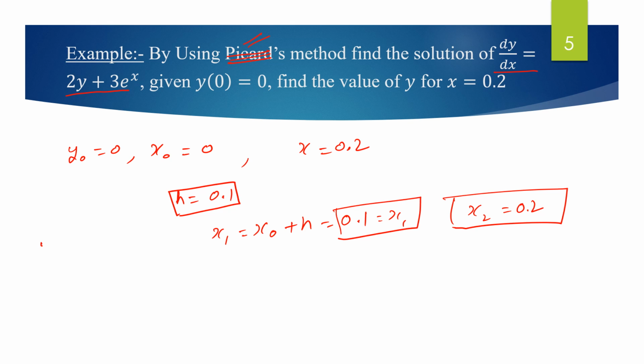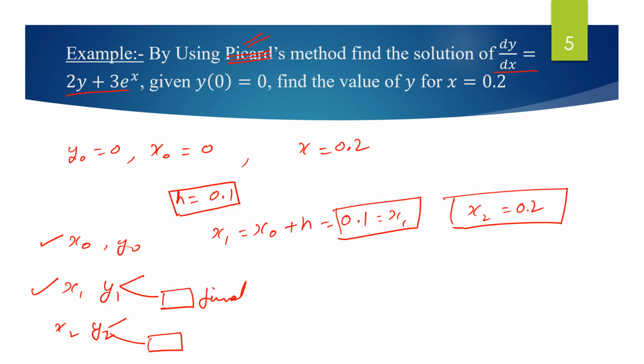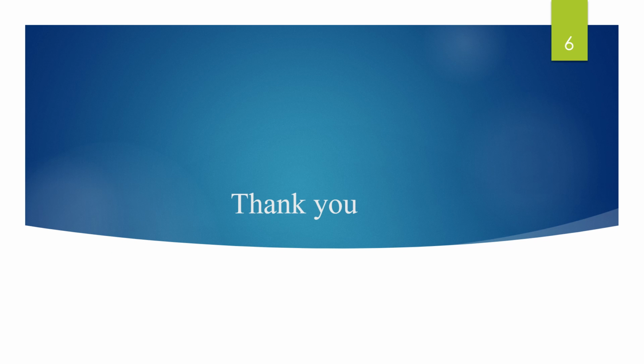You have to calculate for all these. That means first x0 and y0 are given. You will go for x1 and y1. First you will calculate y1 by the Euler method, then you will calculate by the modified Euler method. That will be the final. Then again you will go for x2 and y2, again y2 by the Euler method, and finally you will get y2 by the modified Euler method. By using the modified Euler method you will get the final solution. You have to solve this question yourself so that the method will be clear to you. Thank you.